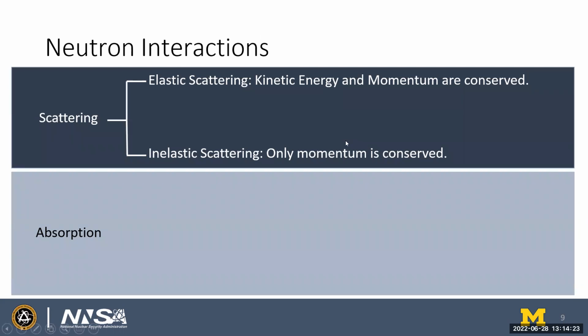So now that you know a bit about neutron sources, we'll talk about neutron interactions, and we'll go into a few exercises. We'll first start talking about neutron scatter. You've heard about Compton scattering for gamma rays. We'll talk about elastic scattering for neutrons, where the kinetic energy and momentum are conserved. And we'll talk about inelastic scattering, where only the momentum is conserved. Then we'll go on to a few absorption reactions, but I'll save those for later.